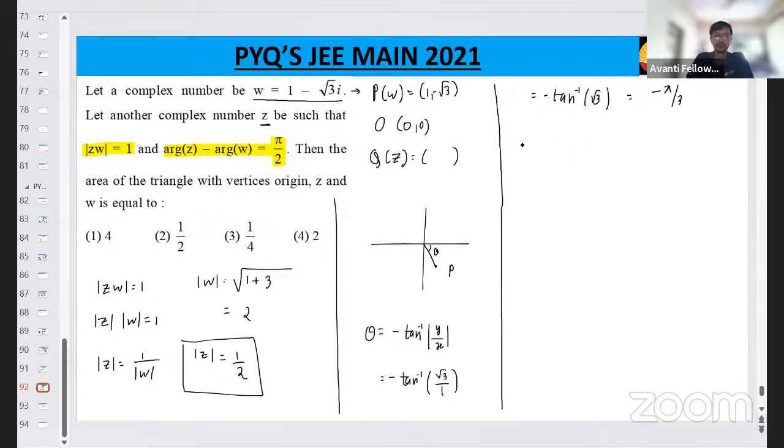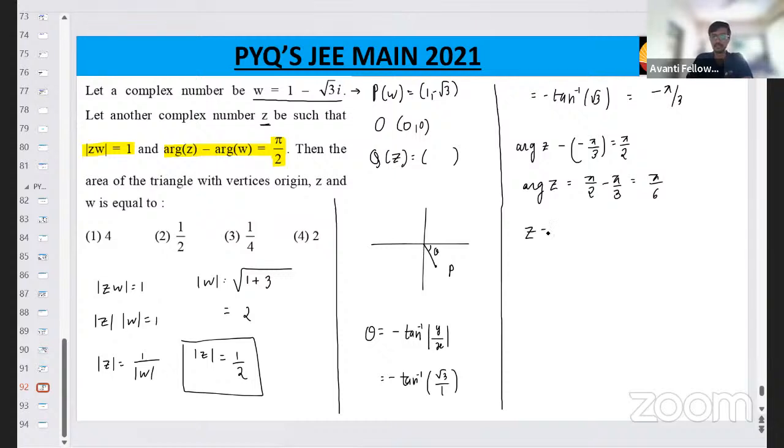Correct? तो इसका मतलब argument of Z minus of minus pi by 3 is pi by 2. So argument of Z is equal to pi by 2 minus pi by 3, which is 3 minus 2 is 1, pi by 6, है ना? 90 minus 60 is 30. So argument of Z भी आ गया, which is pi by 6. That means we easily got Z, right?